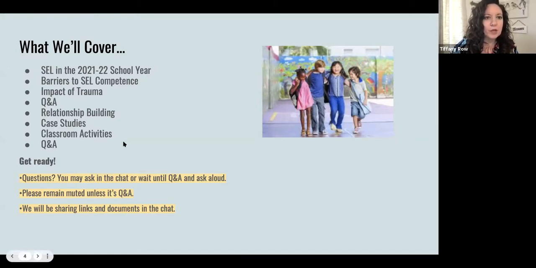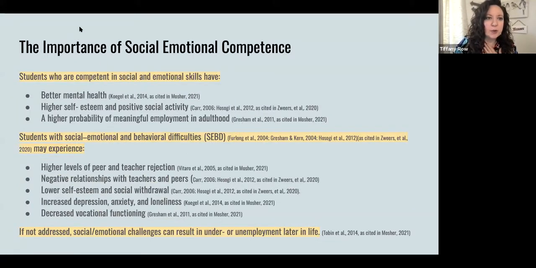Okay. All right, I want to open up with the importance of social emotional competence. From research, we know that students who are competent in social and emotional skills have better mental health. There are very strong correlations to better mental health, higher self-esteem, more positive social activity, and a higher probability of meaningful employment in adulthood, meaning employment that feels good, that you can earn a living and support yourself, and you feel like you are contributing something meaningful to your life through your employment.